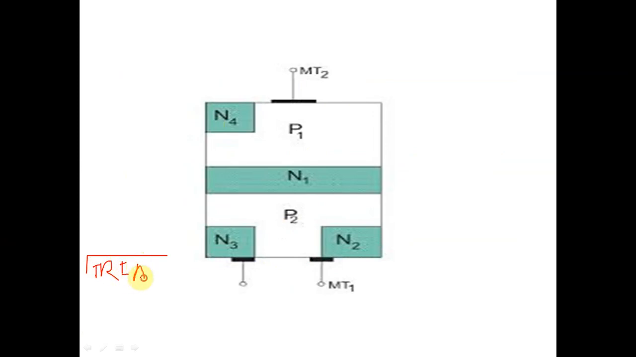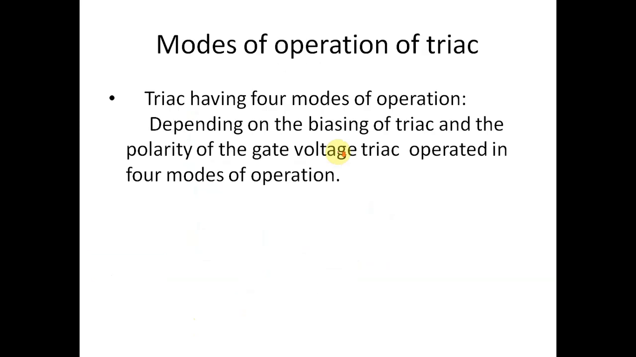Triac has two SCRs connected back to back. This is the gate terminal, this one is the MT1 terminal, and this one is the MT2 terminal. Here the two SCRs are connected, so the layers are P1, N1, P2, N2, or we can arrange them in a similar fashion, like this. Modes of operation of triac.